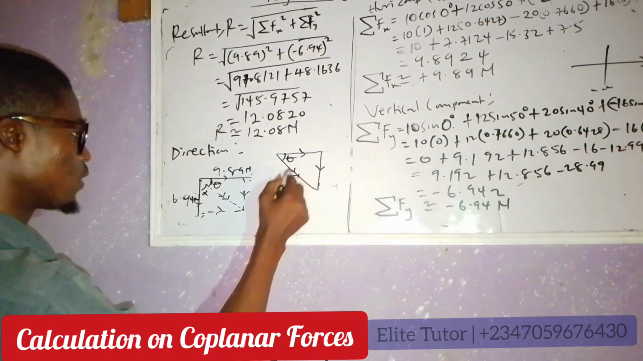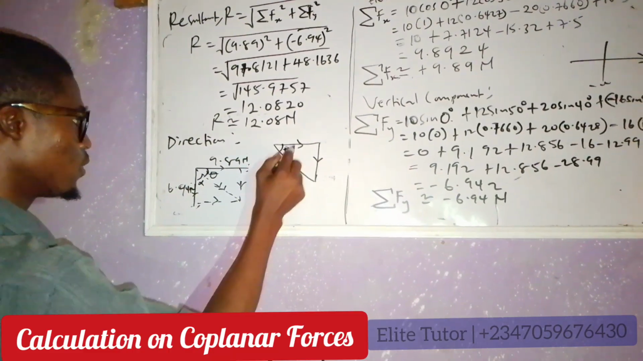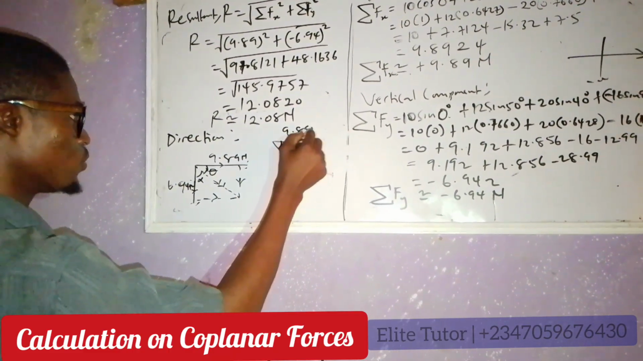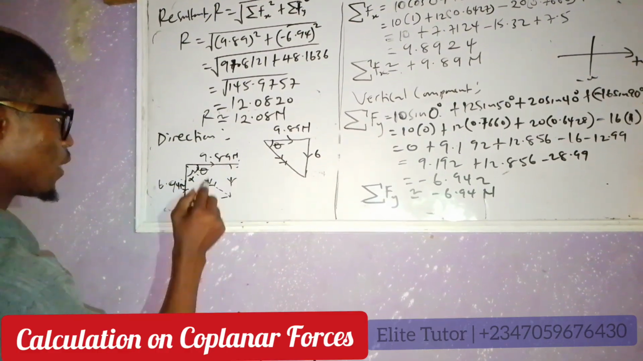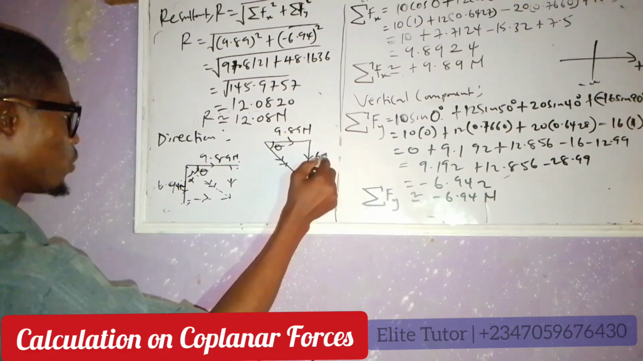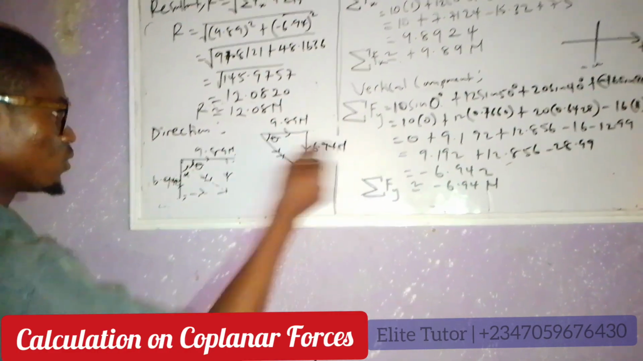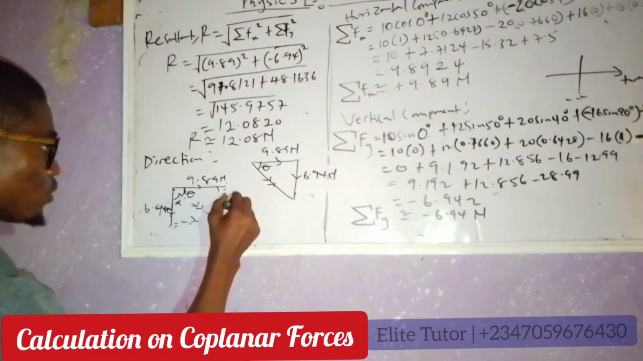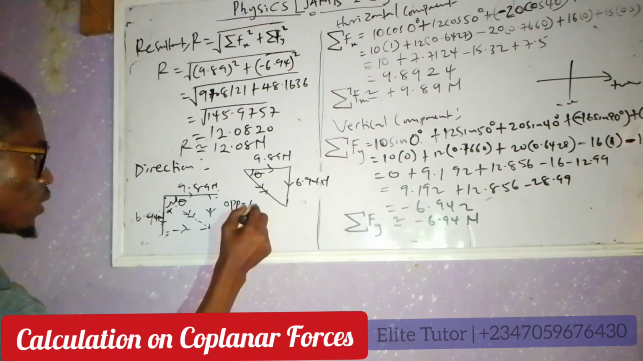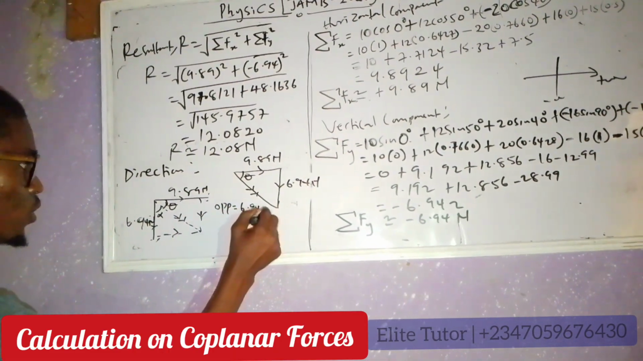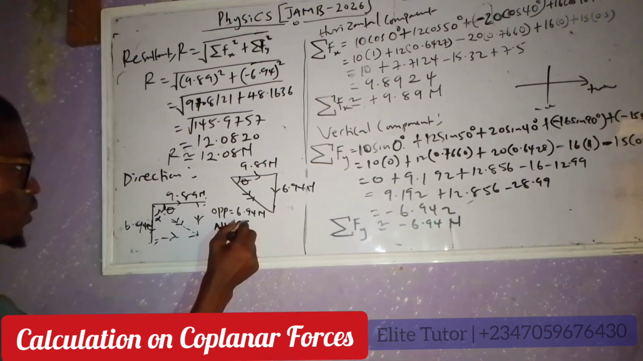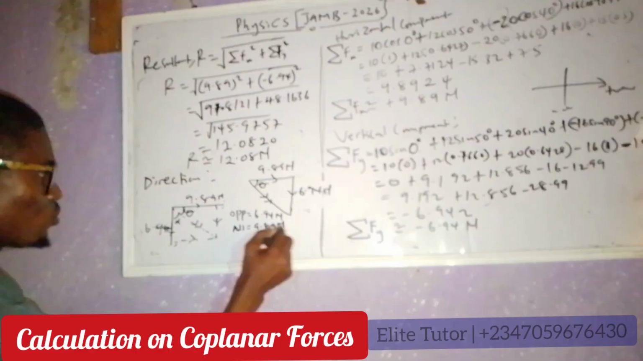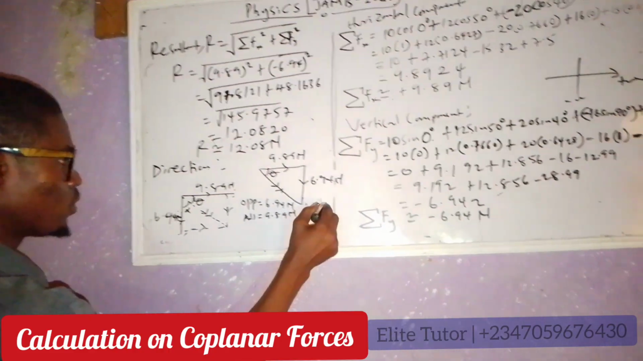So let's find our theta before we can find this guy. So 9.89 Newton, and this one is 6.94 Newton. This is equal to this side, and this is equal to this side. So our opposite here is 6.94 Newton, and our adjacent is 9.89 Newton. So our angle is unknown.